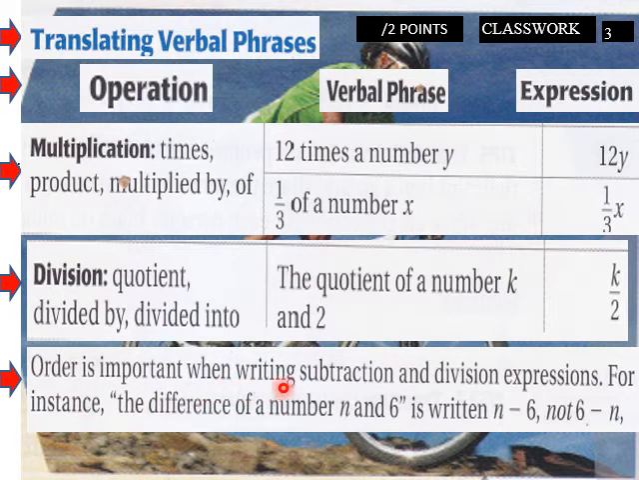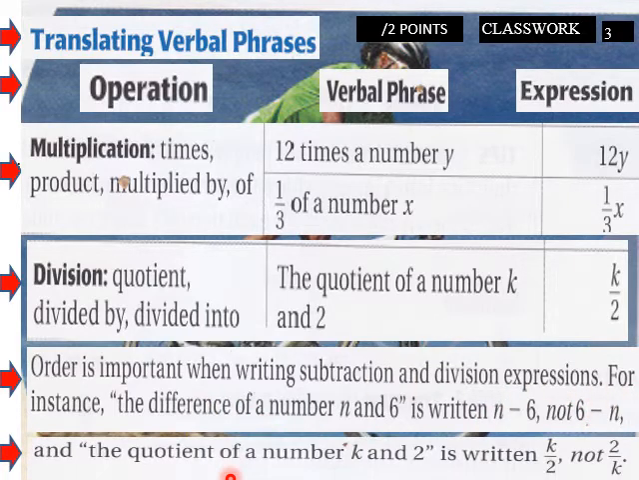Order is important when writing subtraction and division expressions. For instance, the difference of a number n and 6 is written n minus 6, not 6 minus n. So order matters here. And the quotient of the number k and 2 is written k, here's your numerator, over 2, here's your denominator, not 2 over k. Your numerator is stated first.